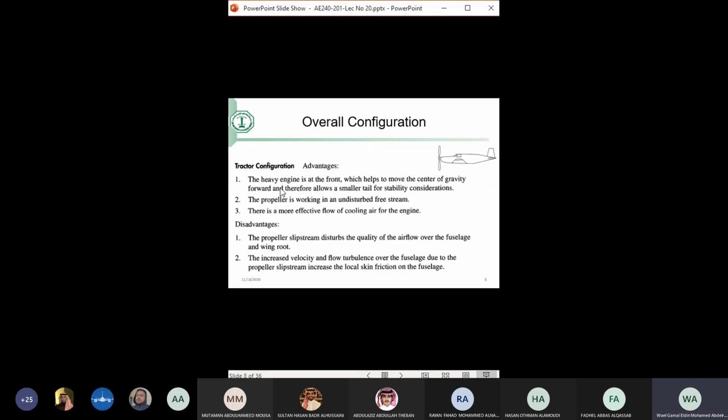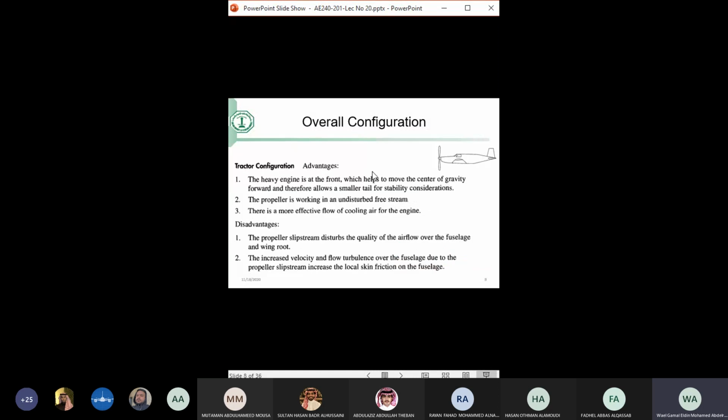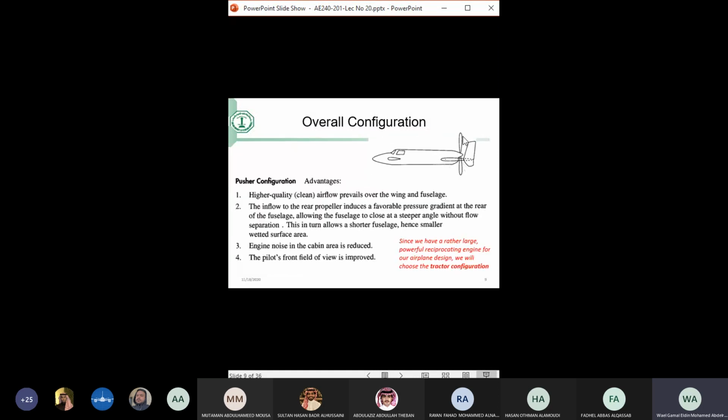So these are the good things and the bad things that we agreed upon for the tractor and the pusher configuration. And it was decided, since this engine is big, huge, heavy, 220 kilograms, it will considerably affect the CG if we put it back. So the stability consideration prevailed over all the other ones. And it was decided to put the engine in front, making the aircraft a tractor type, just like this one, not a pusher type like this.